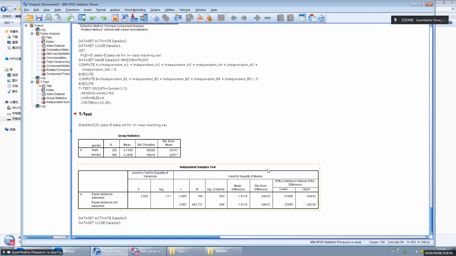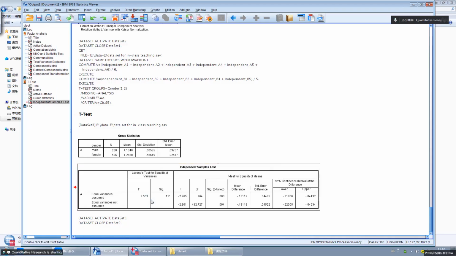Okay, now you check the table. How many p-values are here? This is a p-value, because this column represents significance. This is a p-value, and this is a p-value.